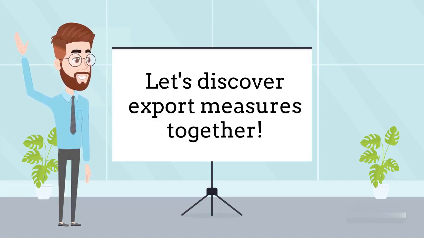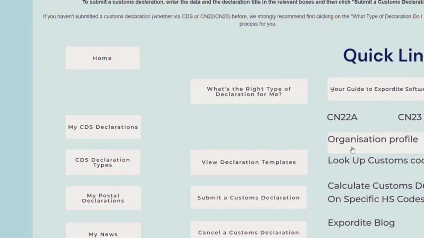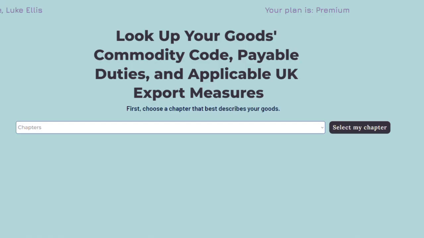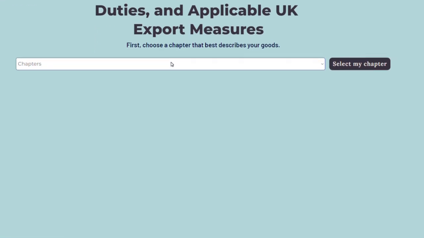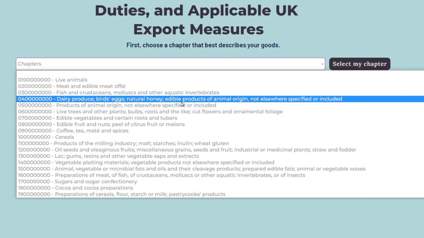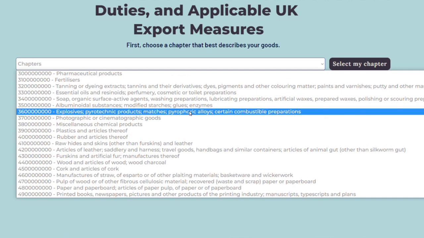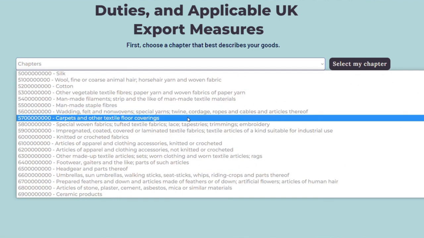Luke from Carpets for You, who is exporting UK-made carpets to Spain, will show you how to use Expedite to do that. Once you're logged into Expedite, click Look up Customs Codes on the main page. Now, choose a chapter that best describes your goods from a drop-down and click Select My Chapter. For example, Luke exports carpets, so he needs to choose a chapter that relates to carpets. That will be chapter 57, Carpets and other textile floor coverings.